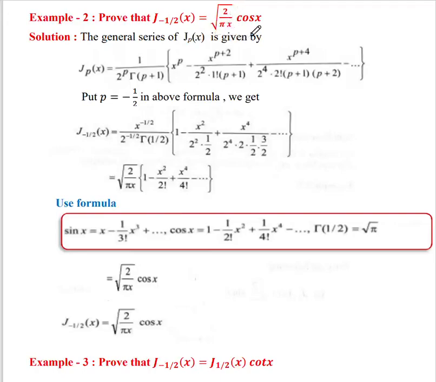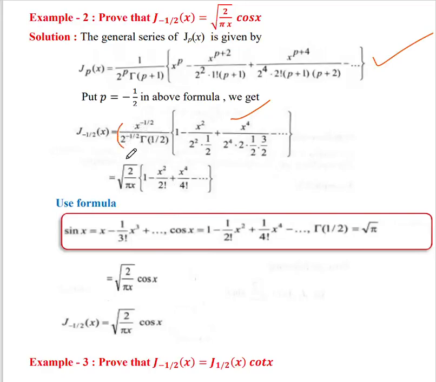cos x. Okay, similarly, we will prove this formula by using the general series of Jp of x. The general series of Jp of x is given by this formula. So simply, we will put p equal to minus 1 by 2 in this formula. We will get J minus half of x equal to x to the power minus 1 by 2, 2 to the power minus 1 by 2, and this is nothing but gamma of 1 by 2. Okay, so putting the value of p equal to minus 1 by 2, you will get these steps.